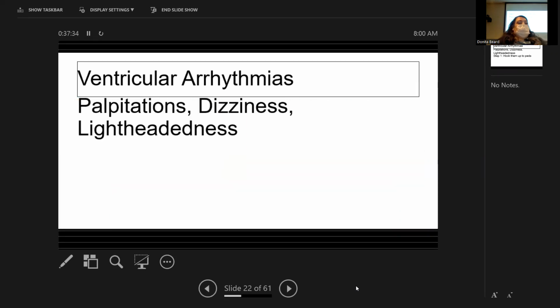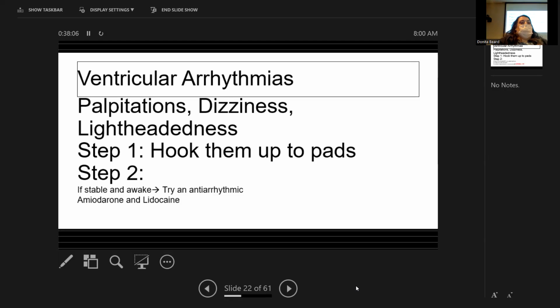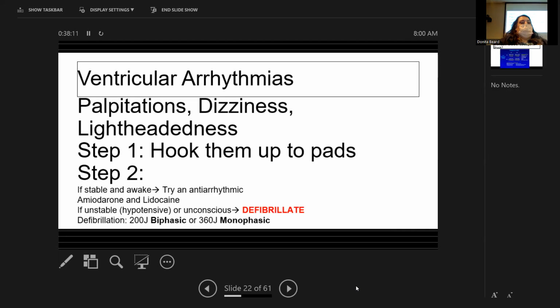So patients, especially that are stable at first, will also often complain of palpitations, dizziness, lightheadedness. So step one, hook them up to the pads and kind of see, because you really don't want to shock a wide awake patient if you can help it. If they have a pulse and they have a stable blood pressure, you have a little bit of time, but you want to be ready to shock them in case they deteriorate. Step two, if they're stable and awake, trying an antiarrhythmic, amiodarone and lidocaine are the most common. And if unstable, then you have to defibrillate.